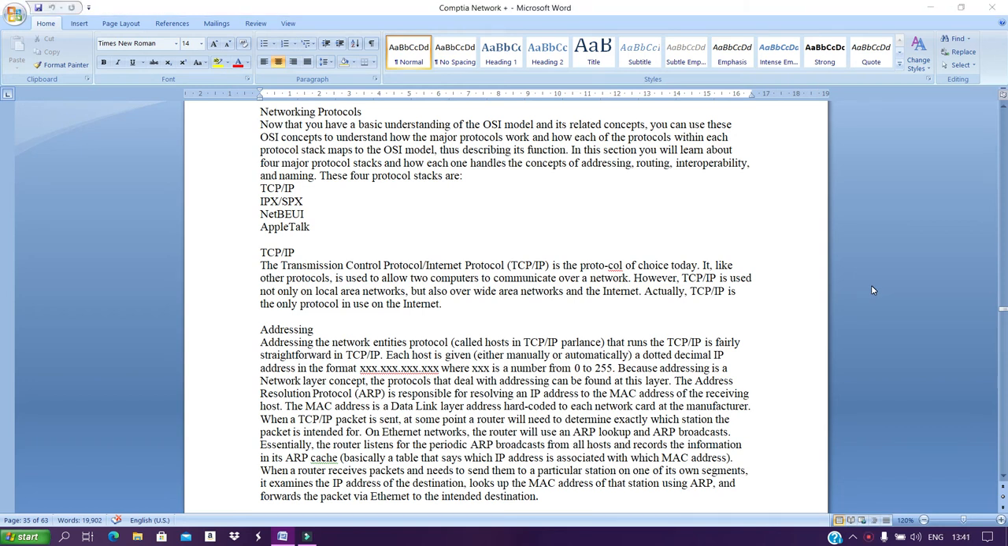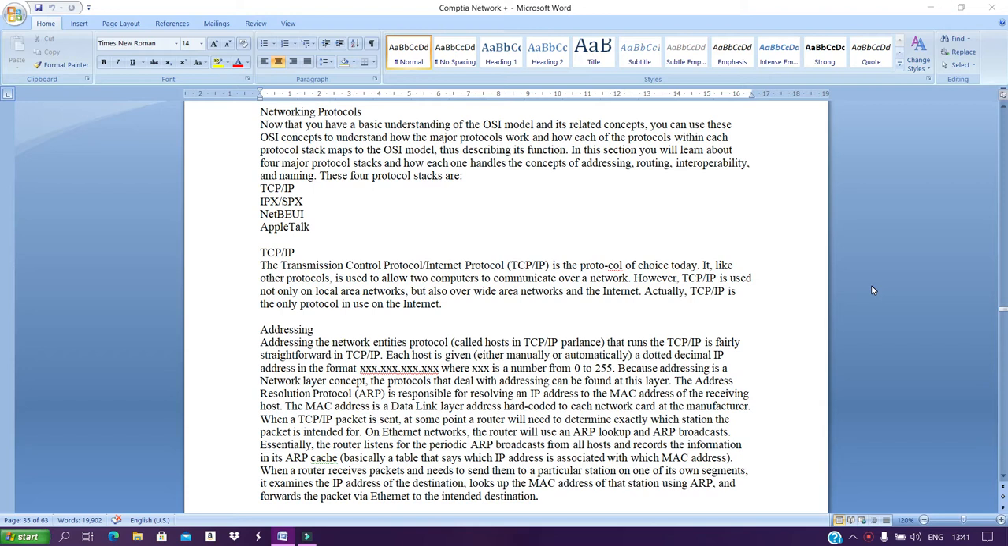So welcome back to this course on the CompTIA Network+ networking protocols. Now that you have a basic understanding of the OSI model and its related concepts, you can use these OSI concepts to understand how the major protocols work and how each of the protocols within each protocol stack maps to the OSI model, thus describing its function.